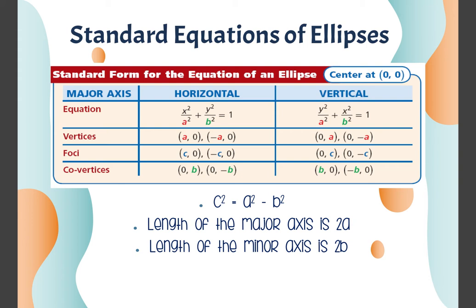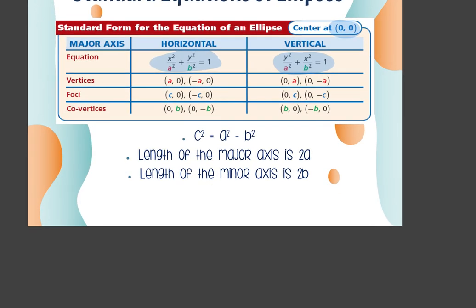The equations, if the center is at 0, 0, look like this: x squared over a squared plus y squared over b squared equals 1, or y squared over a squared plus x squared over b squared equals 1. Now, the order of the numerators is not important. x could come first or y could come first. The biggest thing that you want to pay attention to with an ellipse is that a is the biggest number.